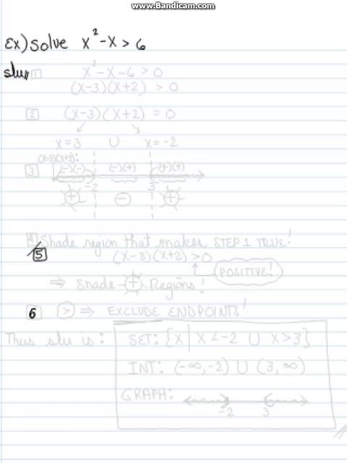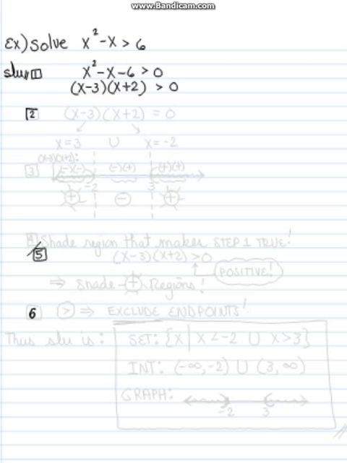Step 1, let's move everything to the left side and factor the left-hand side. Okay, so we're going to move the 6 over. We'll have x squared minus x minus 6 is greater than 0. Let's factor now. We'll factor by guessing: x minus 3 times x plus 2. Okay, so we have our factored form on the left side of our inequality.